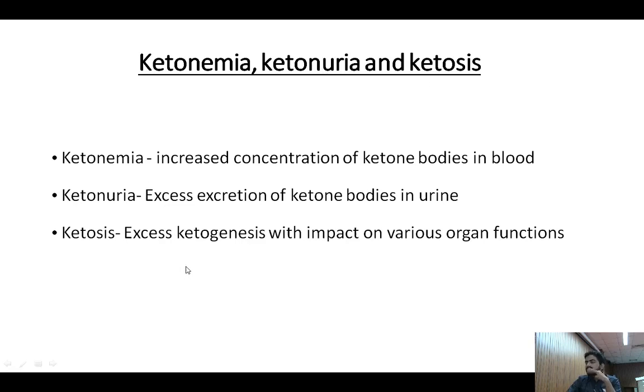And ketosis is the condition of excess ketone bodies formed by ketogenesis, which causes derangement in various organs. The whole syndrome is known as ketosis. Ketonemia just shows that an increased concentration of ketone bodies is present in blood, but the adverse impact of this excess ketone bodies on the various organs is known as ketosis.